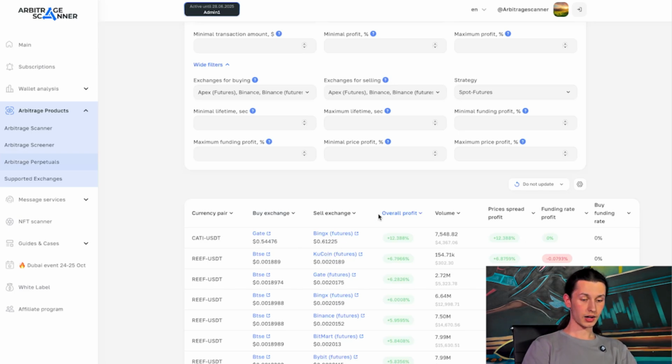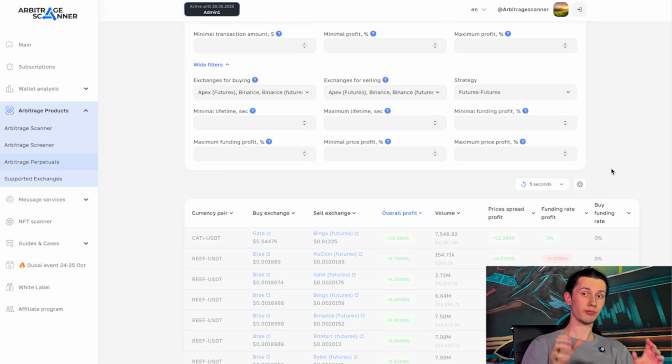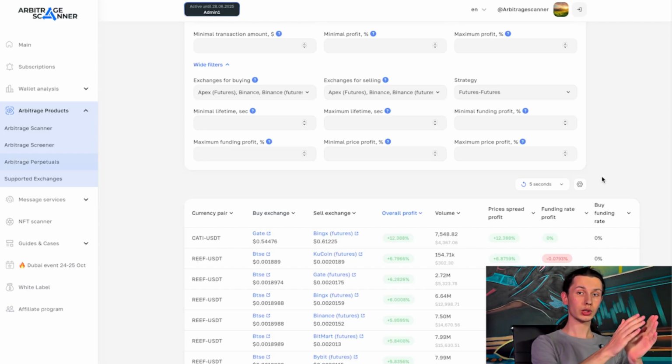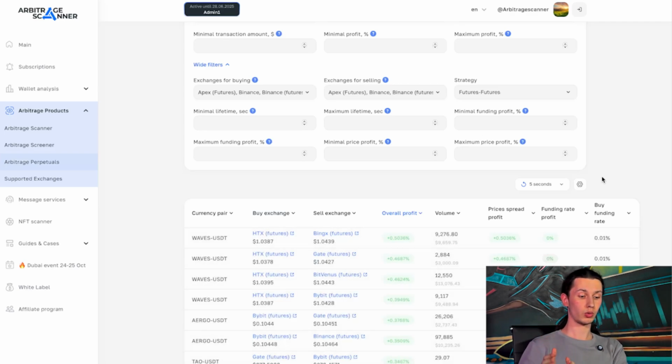Right. The next strategy is pretty similar to this one. It's called futures plus futures. But essentially, we do the same, but instead of buying a spot asset on a spot exchange and then selling it for more profit, we just go in for one perpetual contract with long and one perpetual contract with short.